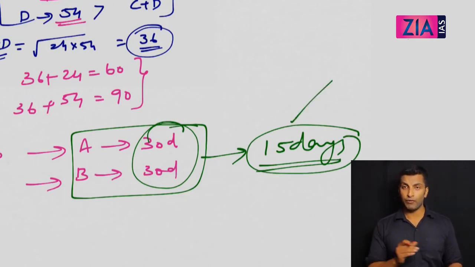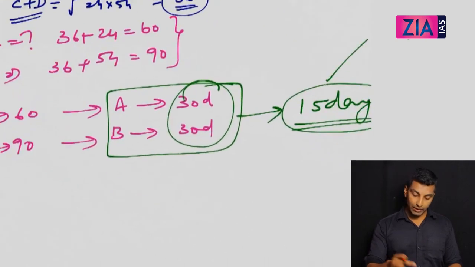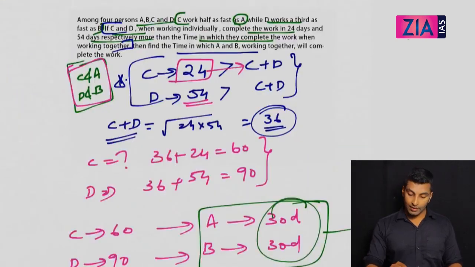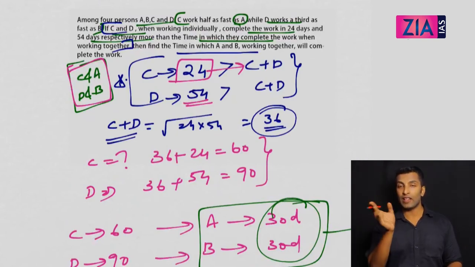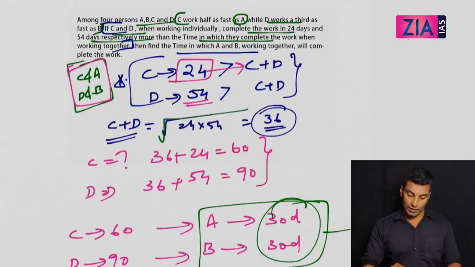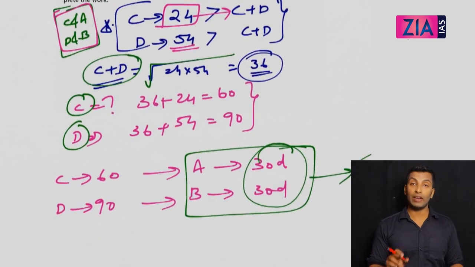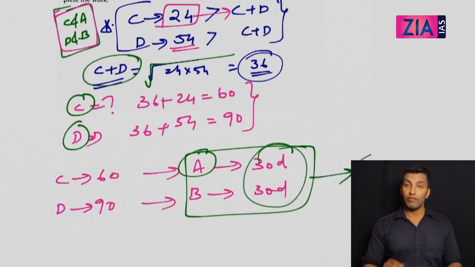I hope this is clear for you. So what all concept we applied here? We applied the one which we have learned last, that is, C takes x days more than C plus D, D takes y days more than C plus D, then C plus D together will take root xy. So we got the C plus D. From that we got C, then we got D. Then we know the relation between A and C, so we got A. We know the relation between B and D, so we got B.